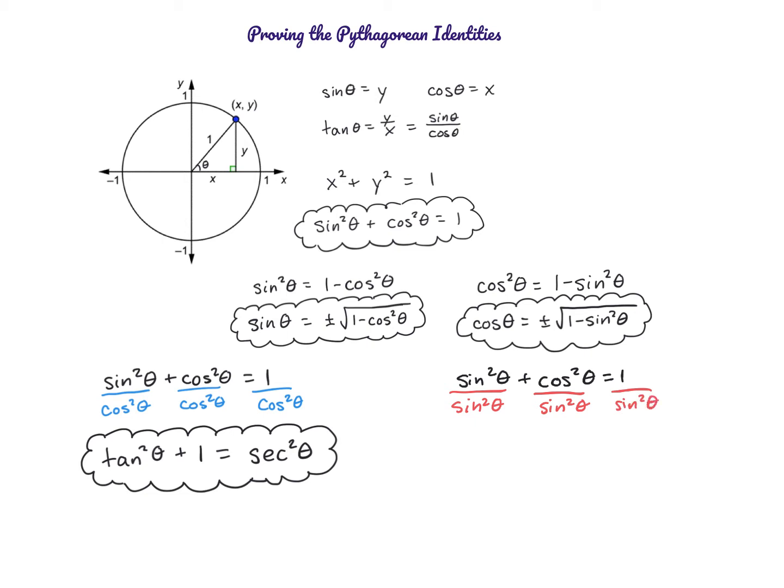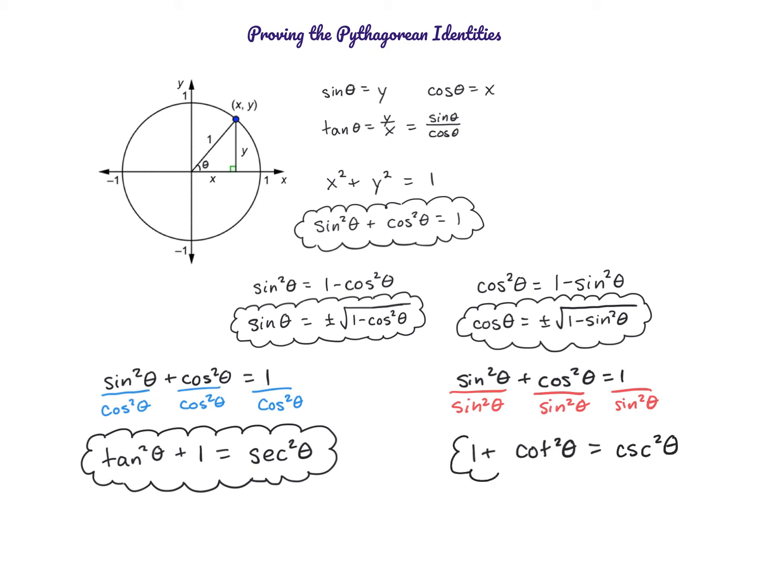So anything divided by itself is 1. And here, cosine over sine would be the reciprocal of sine over cosine. Well, sine over cosine is tangent, so cosine over sine must be cotangent. So this becomes cotangent squared. And then 1 over sine squared, you would use the reciprocal function, which is cosecant. So it becomes cosecant squared theta.